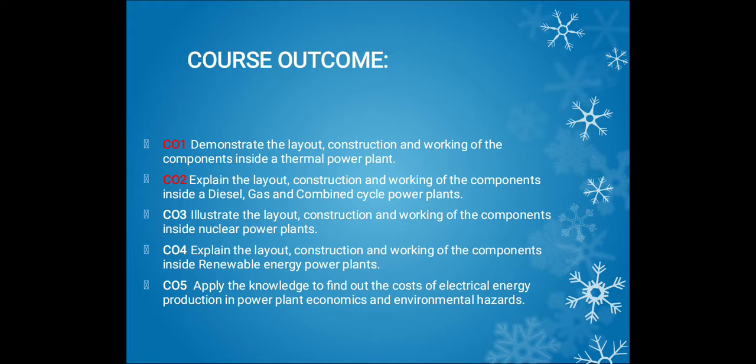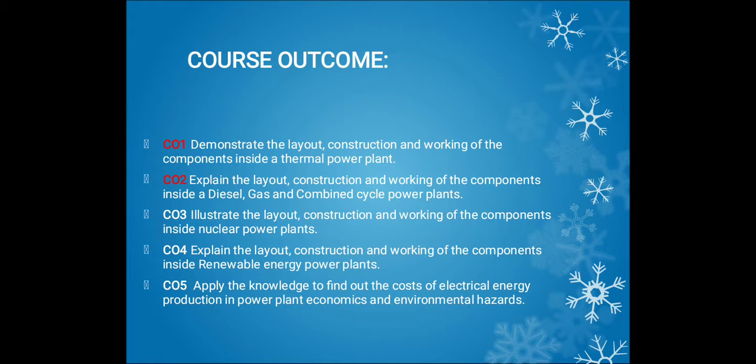Then the third unit is nuclear power plant. The main raw material is nuclear; nuclear fission and fusion reactions are carried out in this unit. Then the fourth unit is renewable energy. Renewable energy systems include the various types in our country: solar, wind, geothermal, hydro, biomass and so on. Components, construction, layout and working of the various power plants will be discussed in unit 4.